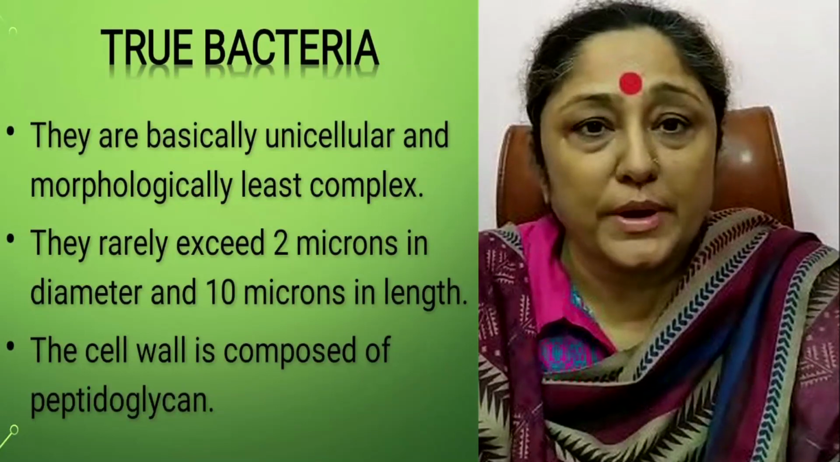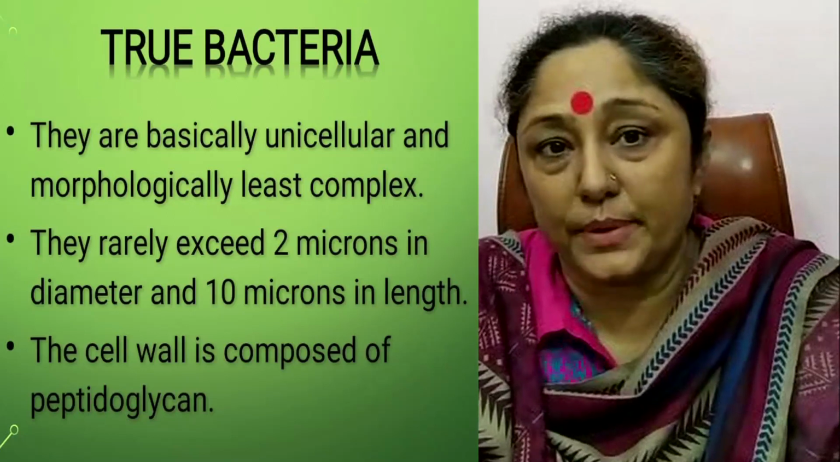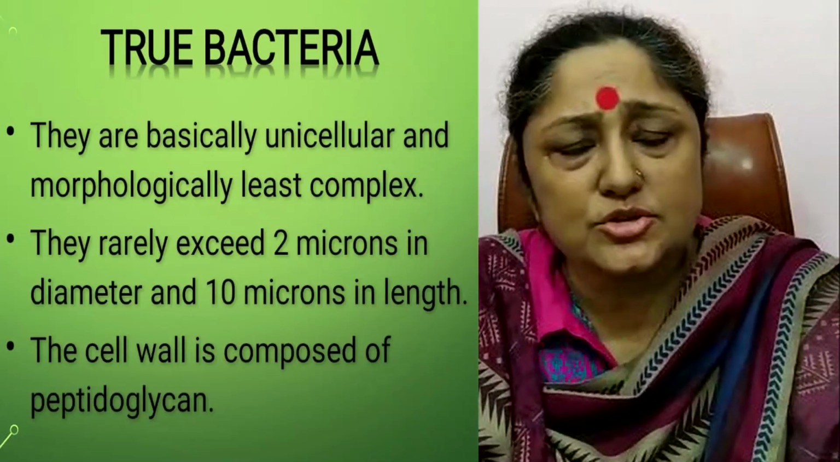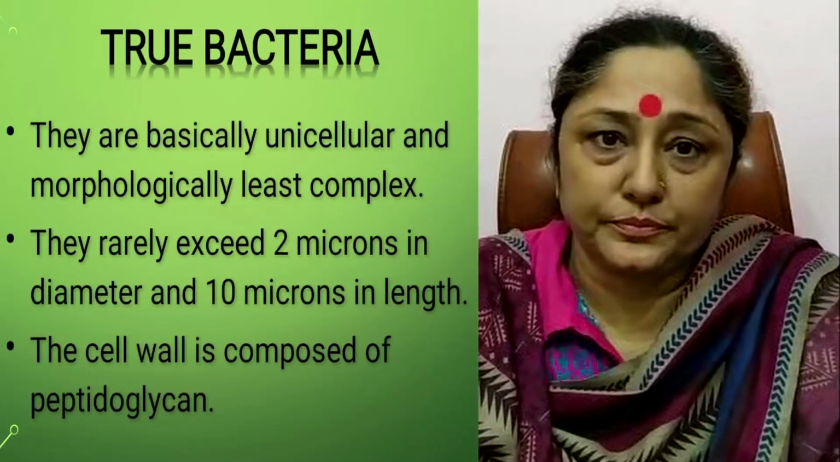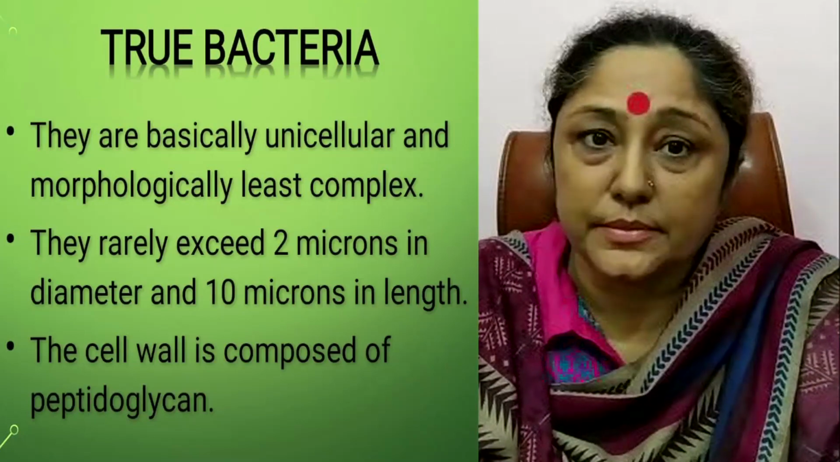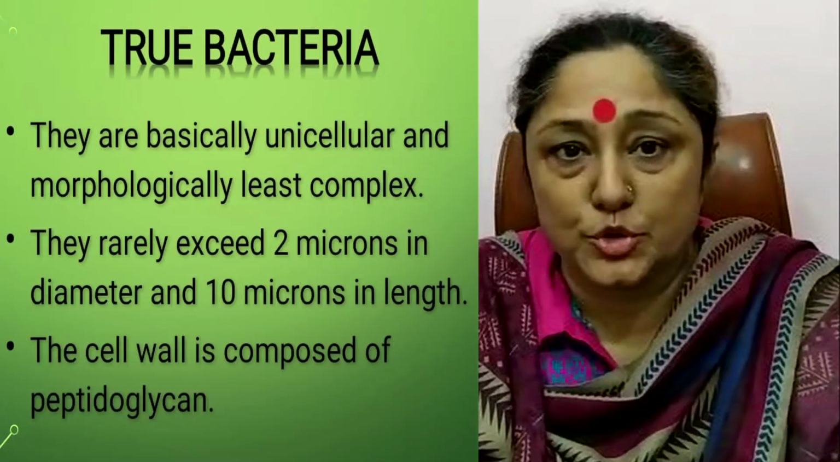Now we are going to deal with Monera to a greater extent. Monera consists of prokaryotic organisms. But today we are going to deal with bacteria, the true bacteria. True bacteria is unicellular and morphologically least complex. Monera is a very huge kingdom, and in this kingdom, bacteria is one of its components, one of its organisms.